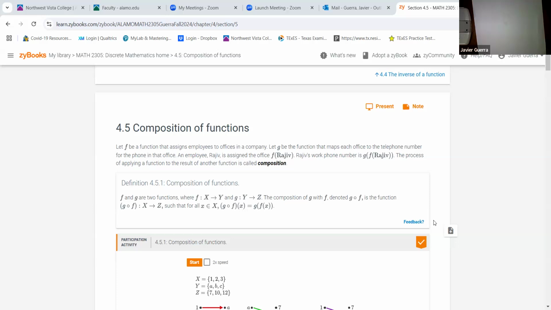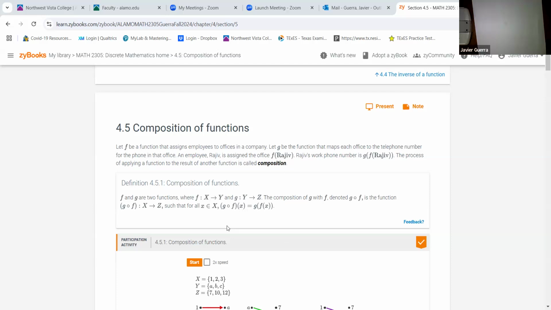So an employee, we'll call him, I can't pronounce his name, but we'll call him Anita Bath, is assigned an office, and the office of Anita Bath is F evaluated at Anita. So Anita's work phone number is G of that office. So we apply G, the function, to represent the phone number of Anita Bath. The process of applying a function to the result of another function is called a composition.